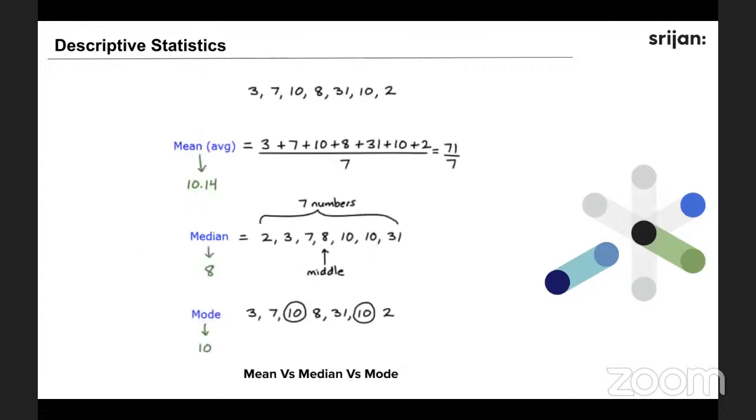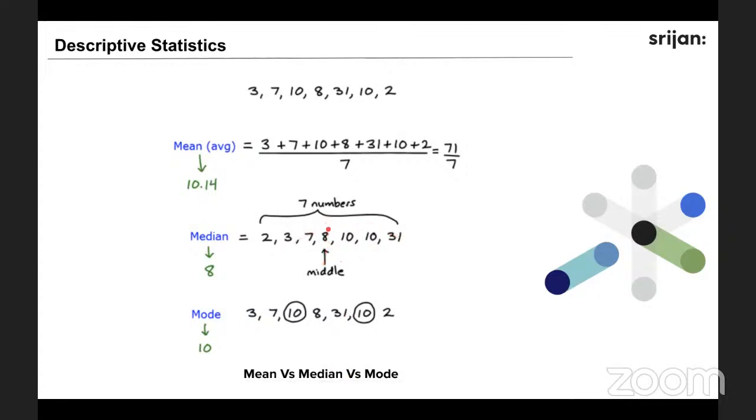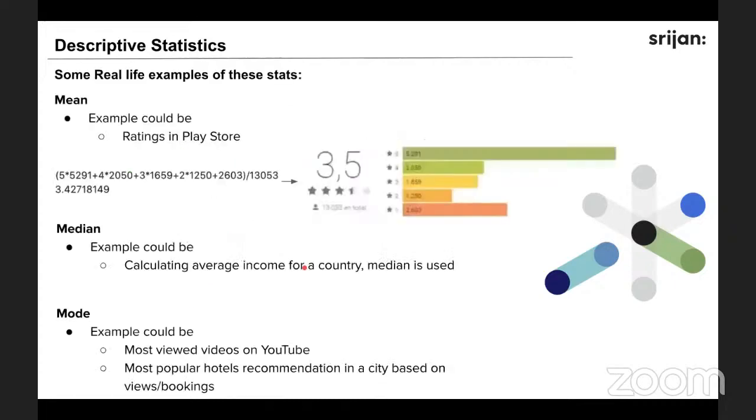So let's look at mean, median, and mode. Mean is simply the sum of all the values divided by the number of observations. Median is sorting your data into ascending order, then selecting whatever value comes in the middle. And mode is basically based on frequency. So that was mean, median, and mode.